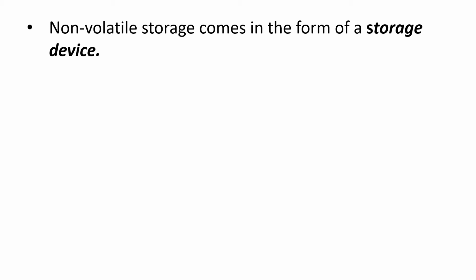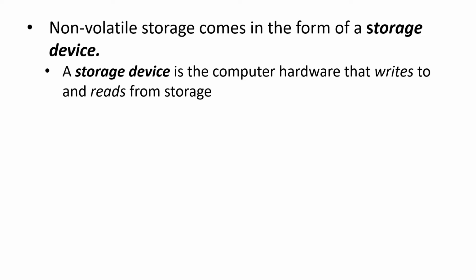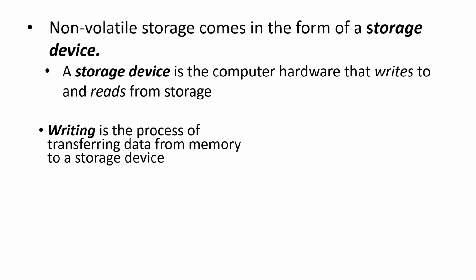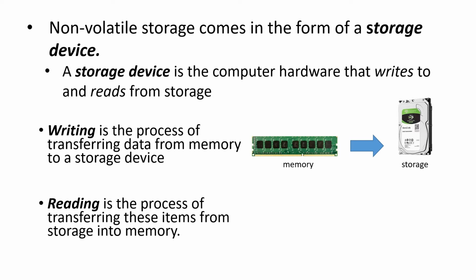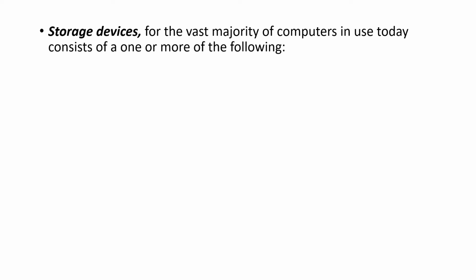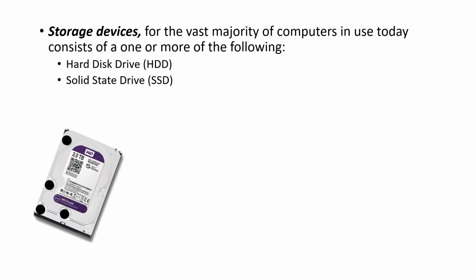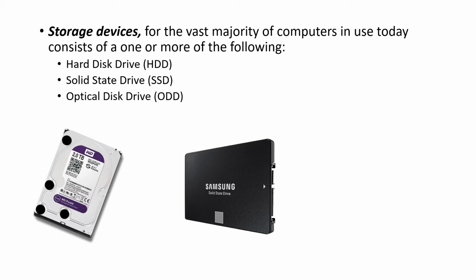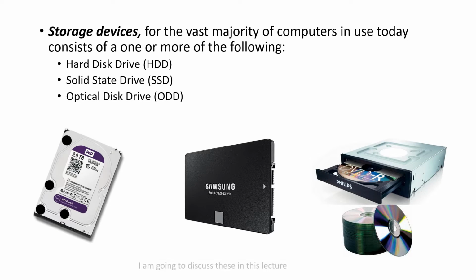Non-volatile storage comes in the form of a storage device. A storage device is the computer hardware that writes to and reads from storage. Writing is the process of transferring data from memory to a storage device. Reading is the process of transferring these items from storage into memory. Storage devices for the vast majority of computers used today consist of one or more of the following devices: the hard disk drive, or HDD, the solid state drive, or SSD, or the optical disk drive, or ODD. And I'm going to talk about these three different storage devices in this lecture.